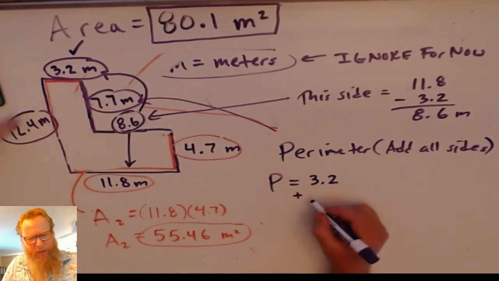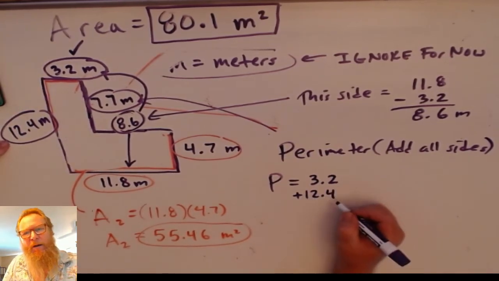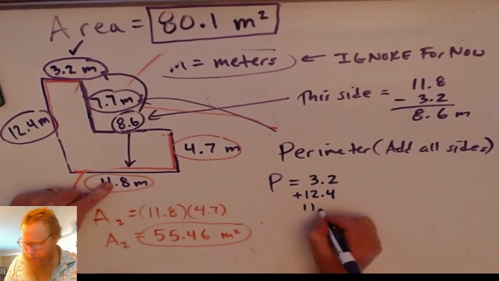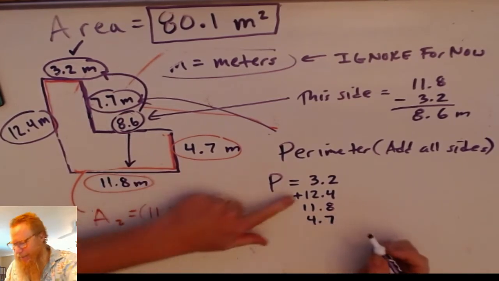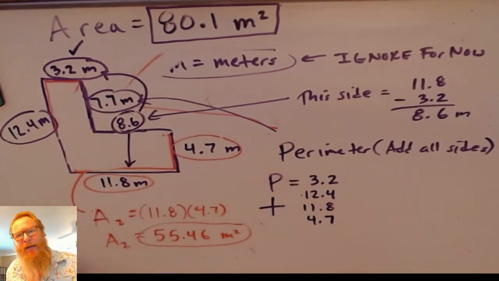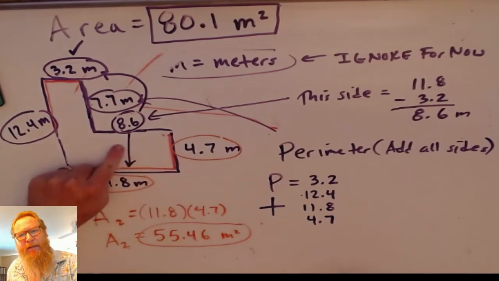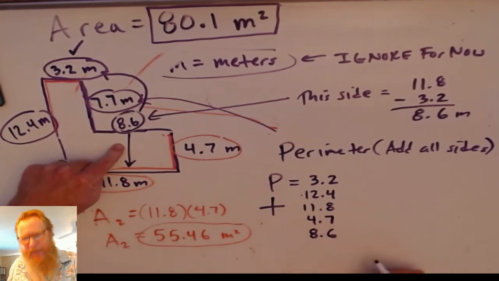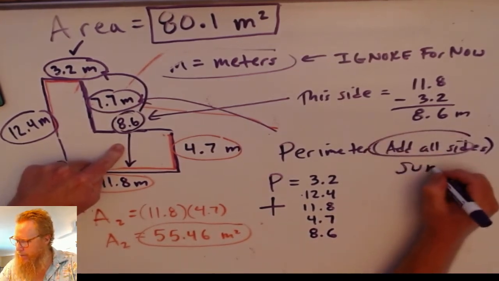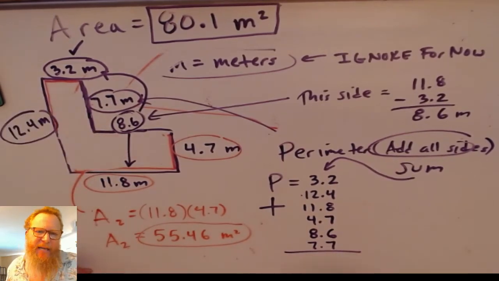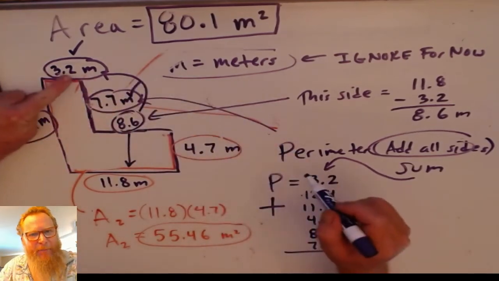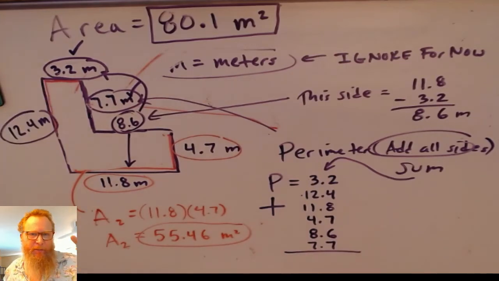3.2 plus 12.4 plus 11.8 plus 4.7. I mean, technically, those are all plus, so I'm just going to put a big plus sign. 4.7, and then now 8.6. This is the sum. And then 7.7 is my last, call those addends, or just terms in general. And when I get to 7.7, okay, I'm stopping. I'm not going to double count 3.2. Right? It's easy to go around more than once and get too big of a perimeter.